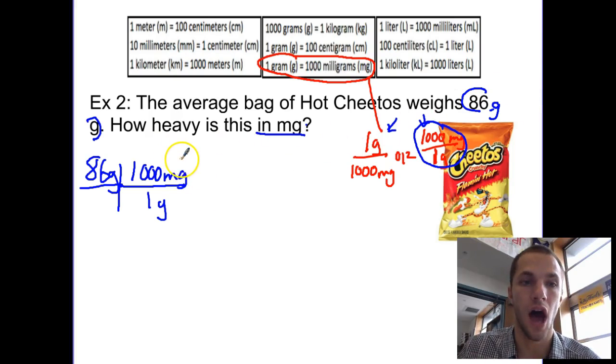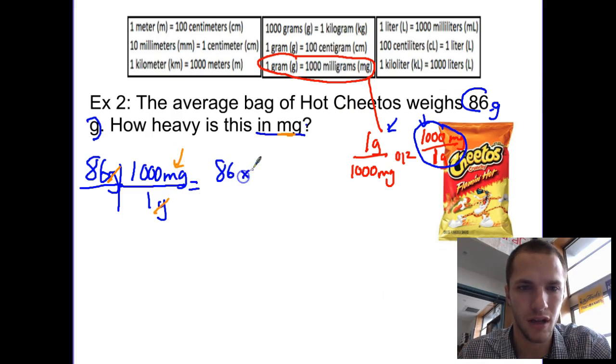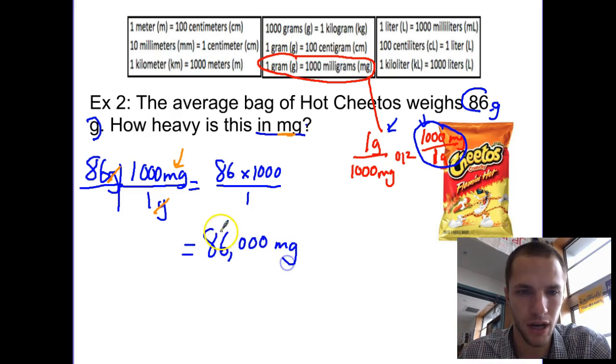Are the units in the top, the numerator, what the problem is asking for? I have milligrams in the top. The problem is asking for milligrams. Do the other units cancel? Yes, because I have grams in the numerator and grams in the denominator. So that means all I'm going to do is 86 times 1,000 divided by 1. So that's going to come out to 86,000 milligrams.